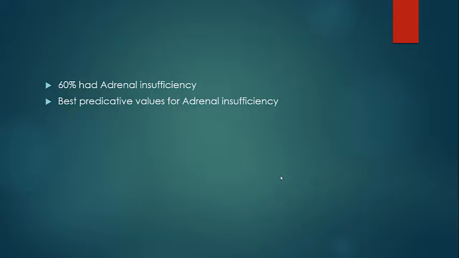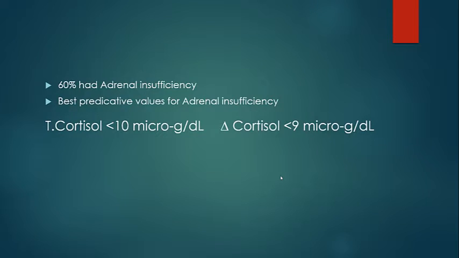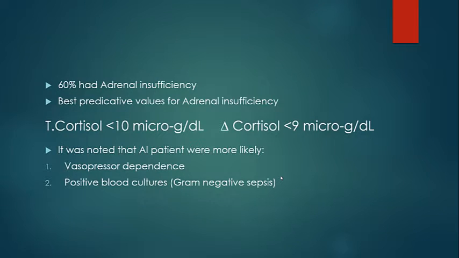But they want to give us specific numbers. So the best predictive values based on this study were the total cortisol less than 10, but most importantly, the delta cortisol less than 9. And they also found that most of the patients who have a form of adrenal insufficiency had vasopressor dependence, and they had positive blood cultures, specifically gram-negative.